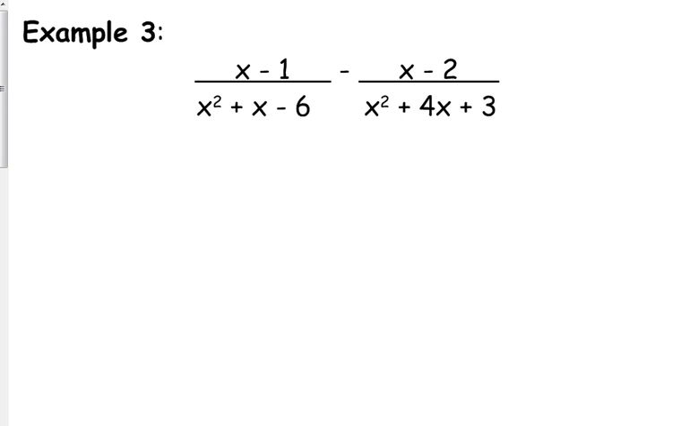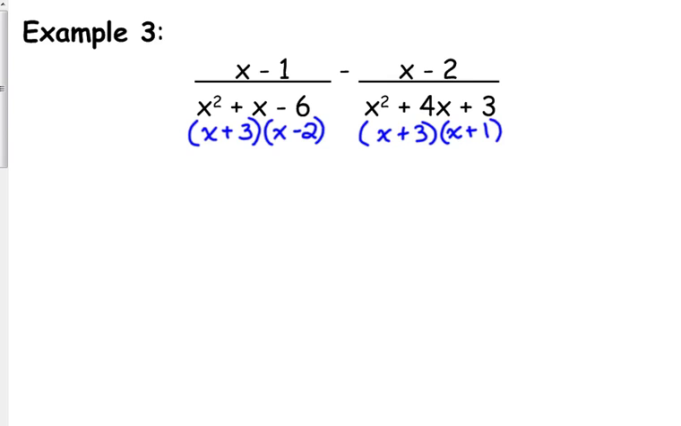All right, every time we want to start with factoring. x squared plus x minus 6 is x plus 3 times x minus 2. I've probably done millions of factoring problems. All right, the second denominator, x plus 3 times x plus 1.